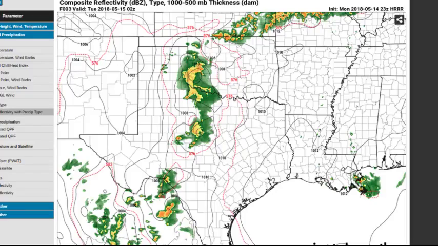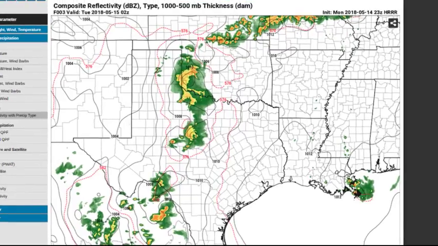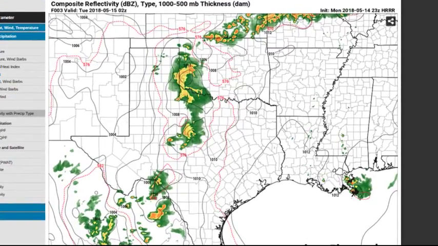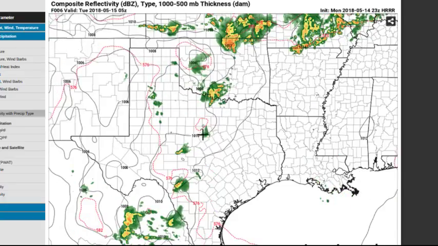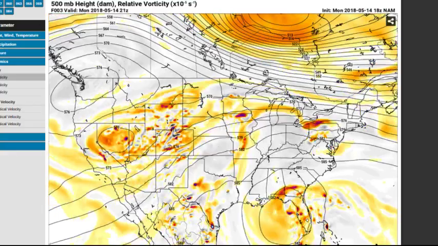So let's start out with the short term. Here's the high resolution rapid refresh. Looks like it's got fairly good initialization on these two clusters there. And then our frontal storms up there in Kansas also showing up. So the trend over the early evening has them dying out. And that's because of the lack of upper air support.